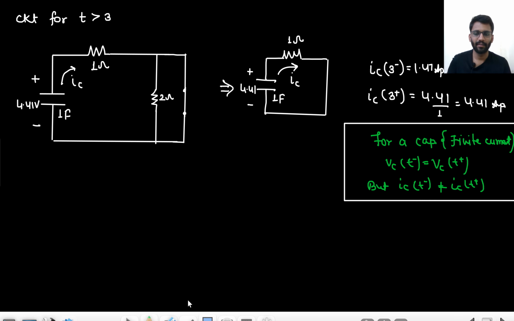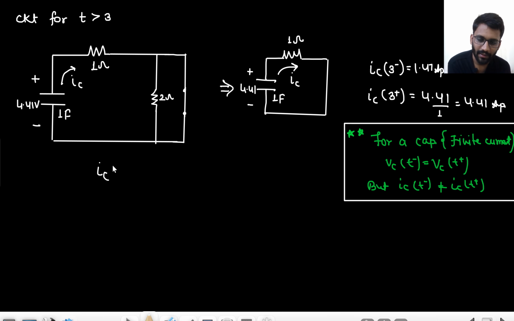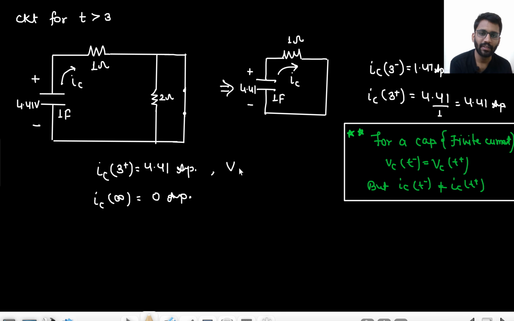This we have already studied, that for a capacitor, in case of finite current, voltage will be held, but current will not be held. At t equals 3 minus, it was 1.47 ampere. Then suddenly it goes up to 4.41 ampere. Now the current will decay down, right? IC at t equals 3 plus second was 4.41 ampere. Then IC at infinity would be 0 ampere. Similarly, VC at t equals 3 plus was 4.41 volt, which will be discharged to 0, so VC at infinity would be 0 volt.